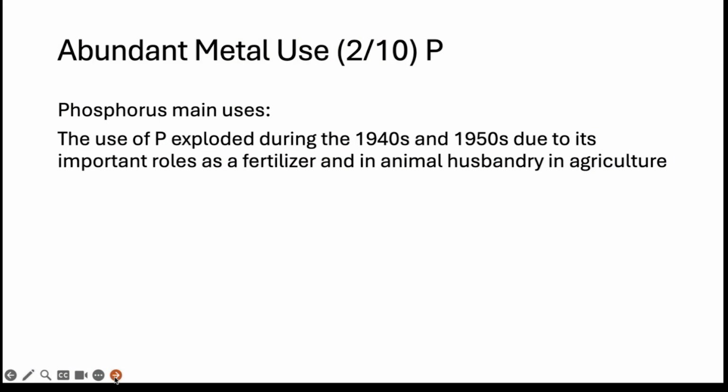The next one is phosphorus. Phosphorus is interesting because it's not used like metals are used. It's mainly used in fertilizer. We talk about the Green Revolution and how the Club of Rome was wrong about people starving, because people started using more phosphorus in fertilizer.